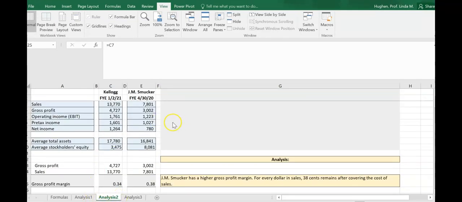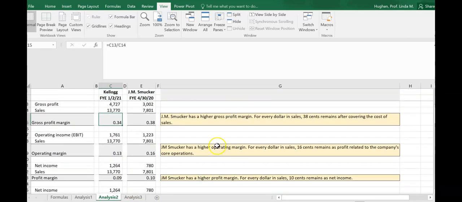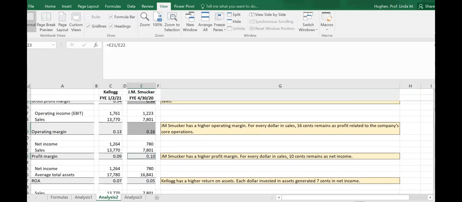In the worksheet titled Analysis 2, I've conducted an analysis and updated my numbers for Kellogg and JM Smucker. Let's walk through the analysis of these ratio results. JM Smucker has a higher gross profit margin. It also has a higher operating profit margin and a higher net profit margin. So what can we say based on all three of these ratio measures? We can say that JM Smucker is doing a better job controlling its costs. It retains more of its sales dollars as income after accounting for all expenses.